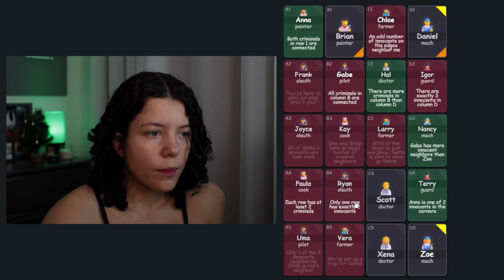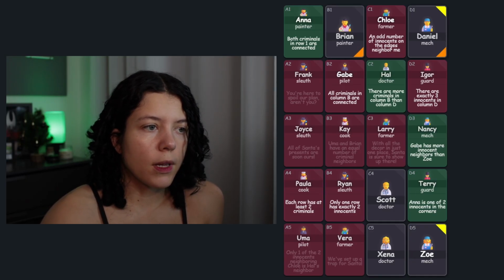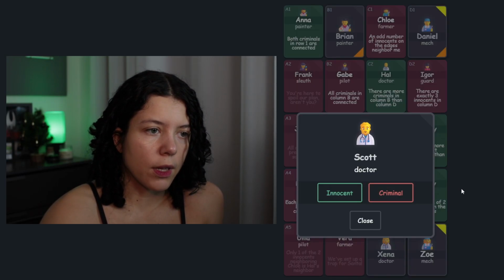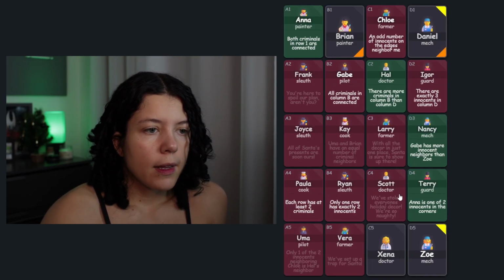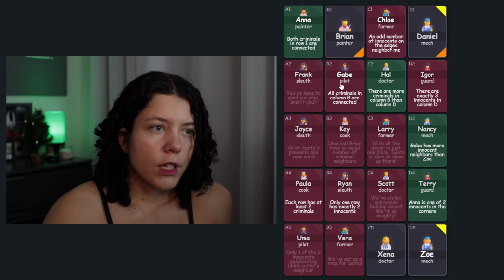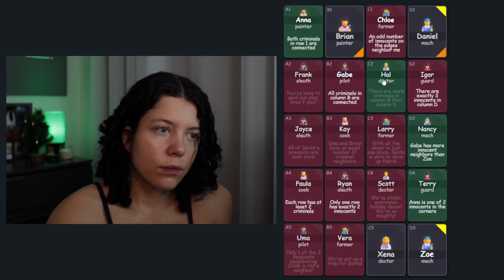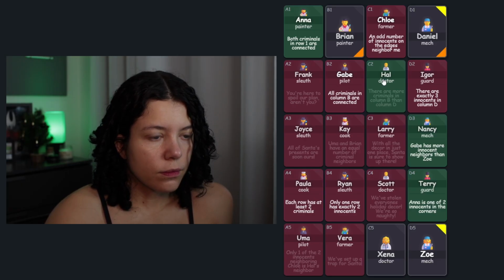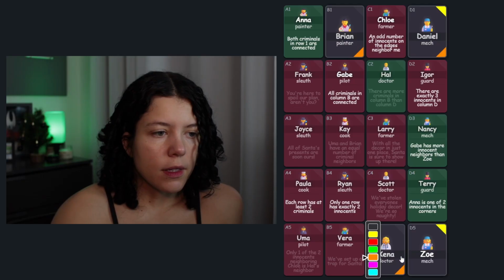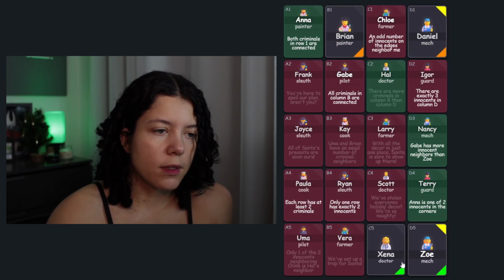Nice. Same thing for row 4. Scott couldn't be an innocent, otherwise row 1 and row 4 would have 2 innocents, and that can't be. So Scott has to be a criminal too. And now we go back to Nancy's clue: Gabe has more innocent neighbors than Zoe. We couldn't have both of these guys, Xena and Zoe, be innocents because that would break row 1. I mean, row 1 and row 5 would both have 2 innocents, and that can't be.